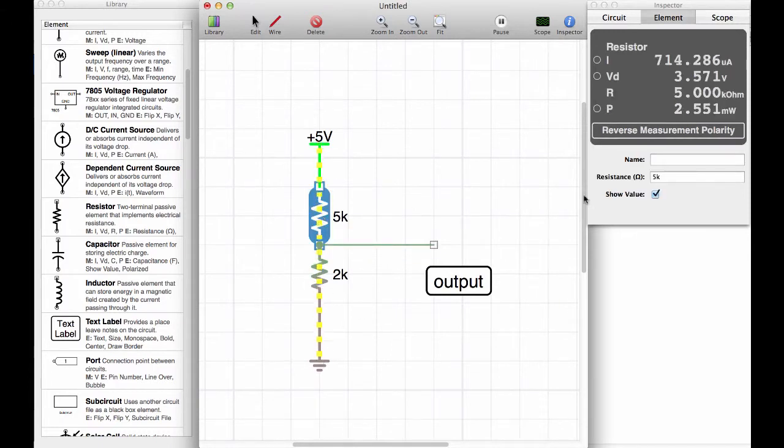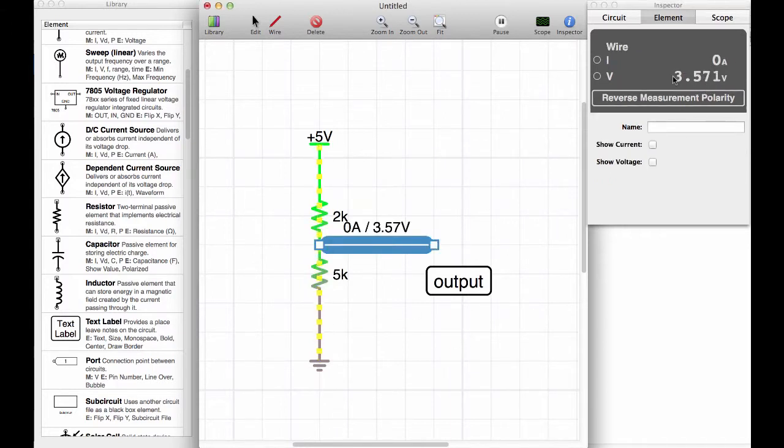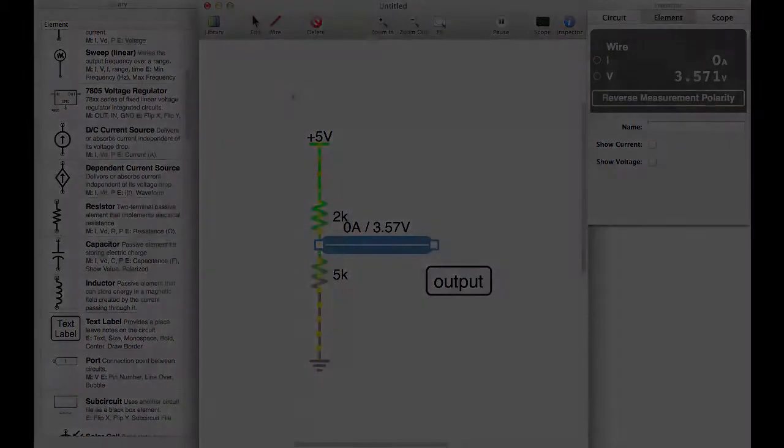If we reverse this, we can put here 2K and down here the 5 kilo ohm resistor, and we go to the output. Now we have 3.571 volts, so that's closer to 5. So you see, by changing the ratio between these two resistors, we can control the voltage at the output.